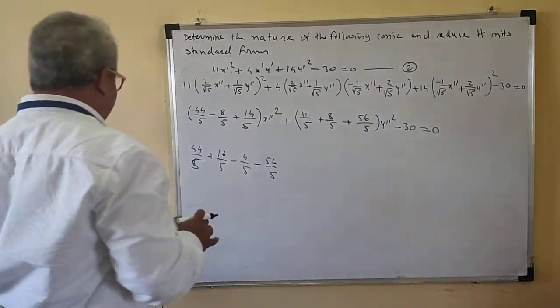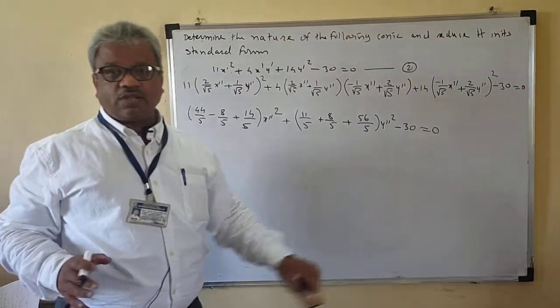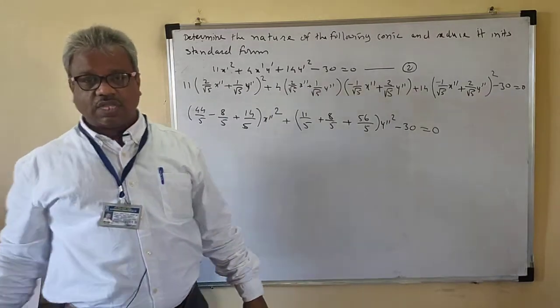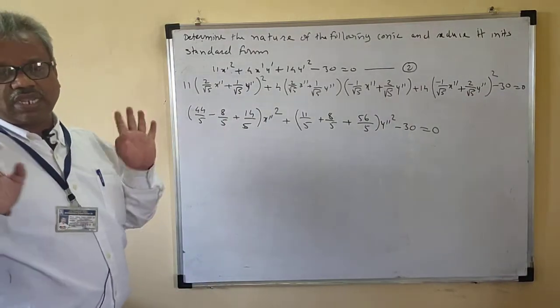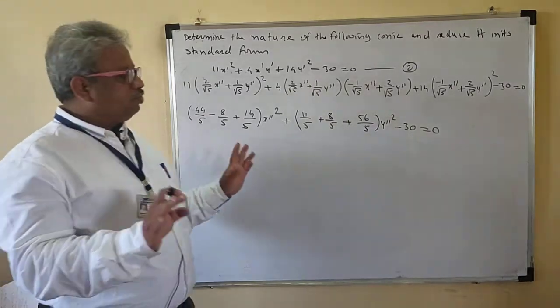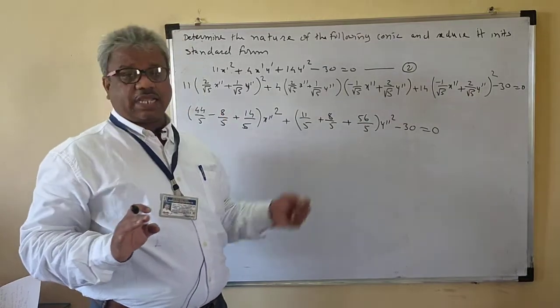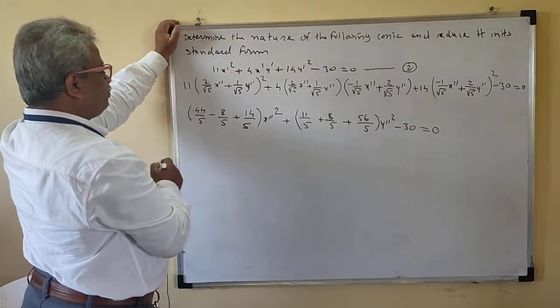Check the coefficient of x double prime y. That means collect the coefficient of the product term and check whether it is 0 or not. If it is not 0, that means your sin theta and cos theta are wrong. If you get 0, then you are sure that your sin theta and cos theta are correct. Now we'll collect this one.